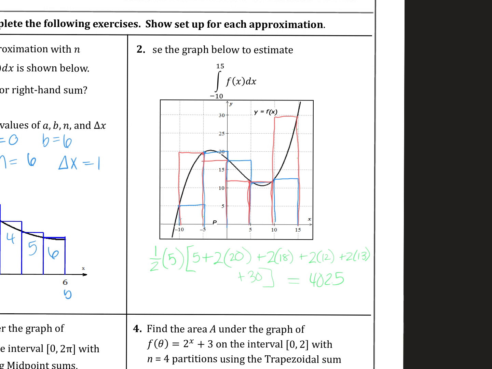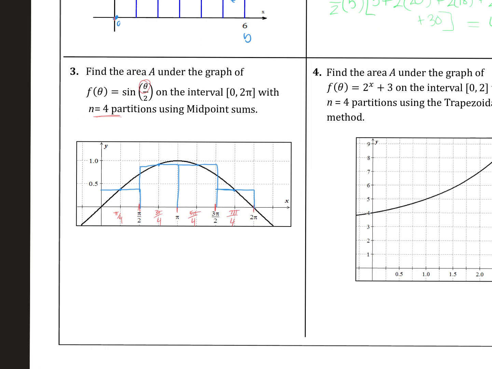Okay, so then for number 3. I helped you draw the rectangles on these, right? So at pi over 4, 1, 2.6, 0.0685.